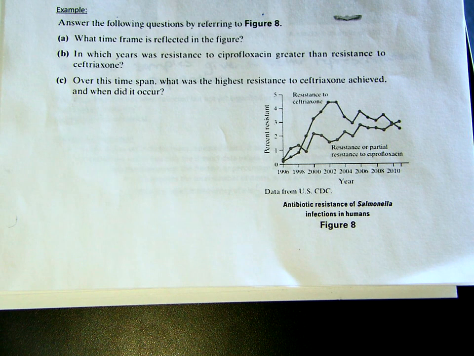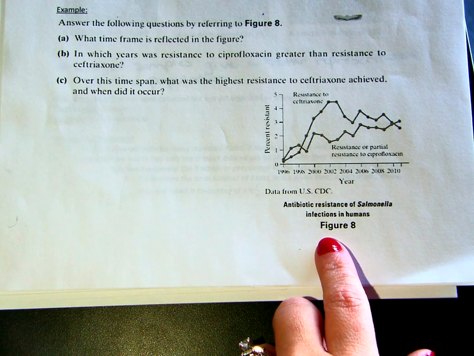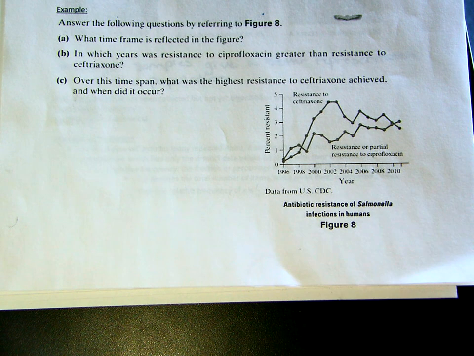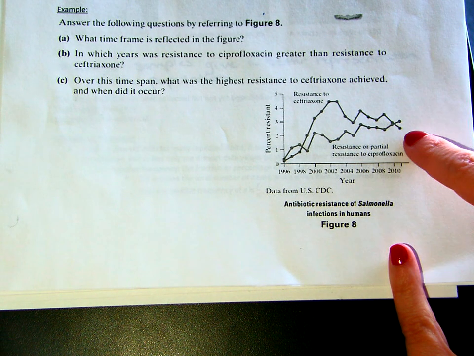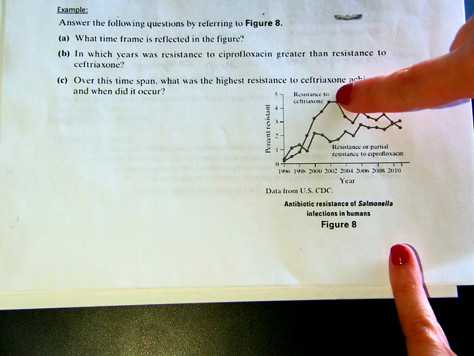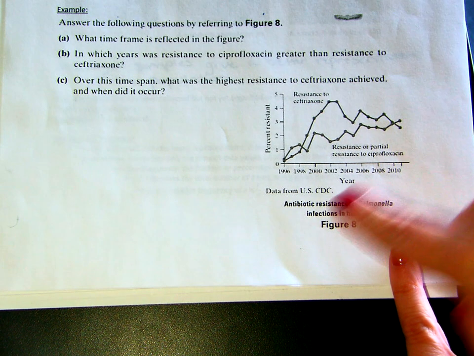It says, answer the following questions based on Figure 8. Figure 8 is all about the antibiotic resistance of salmonella infections in humans. And there's two different pieces of data here. We have this top one, I say top because it lives on top most of the time, which is resistance to ceftriaxone. I am not a science person, so that's a good guess.